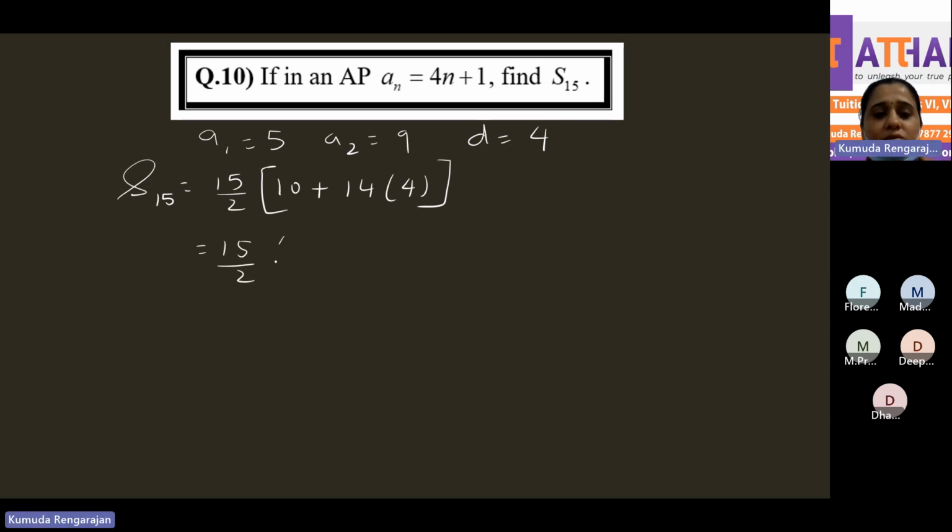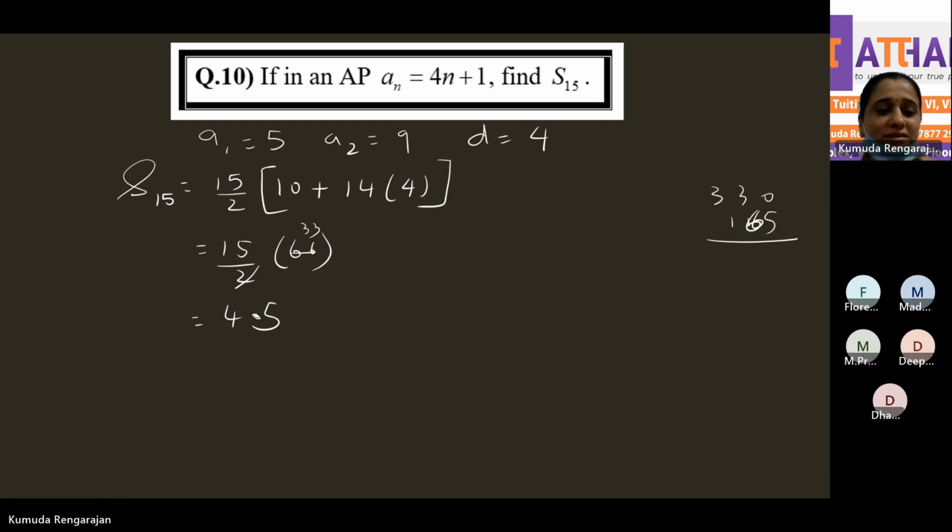15 by 2 into 14 times 4 is 56 plus 10, 66. 15 by 2 into 66 is 15 into 33, 330 and 165. So 445. I hope my multiplication is right. Oh no, 495. 330 and 165. Yeah, 165. So 495, not 445. Call it 495.